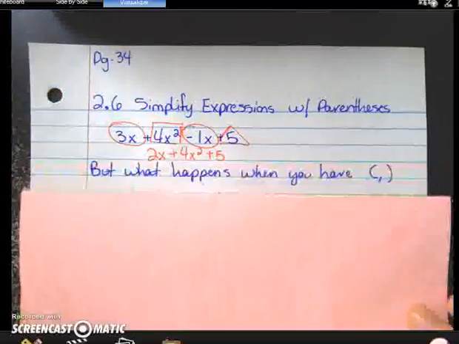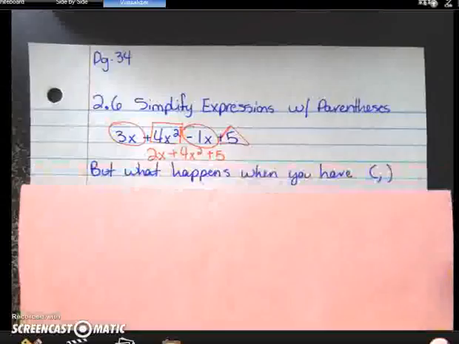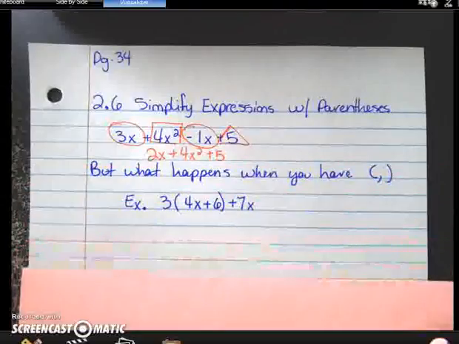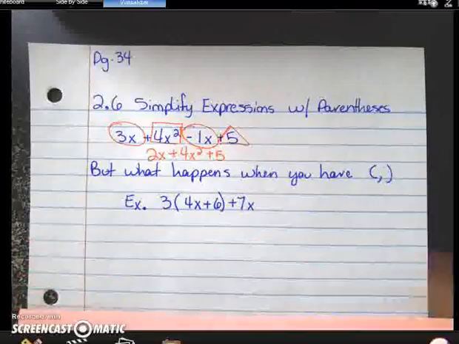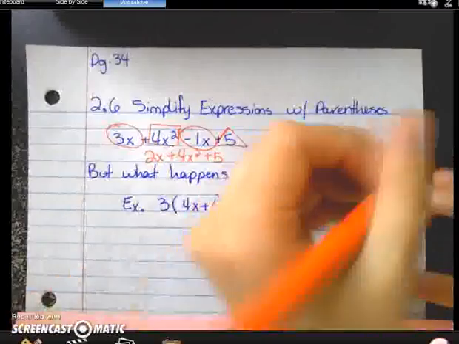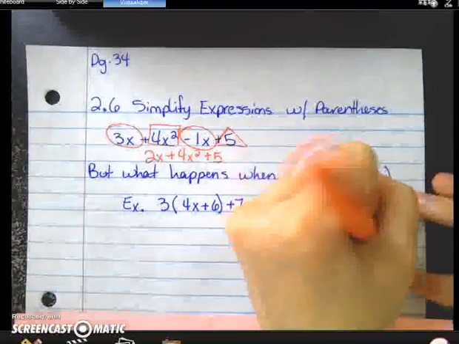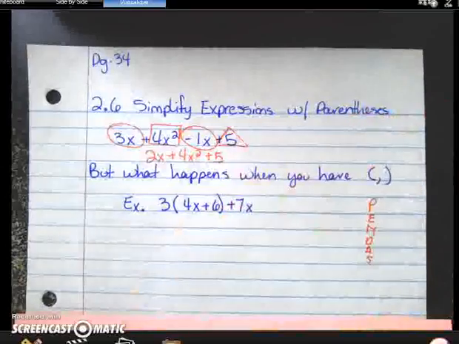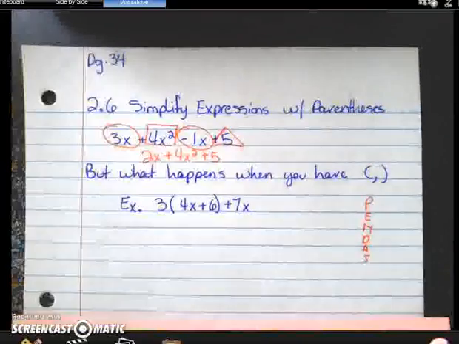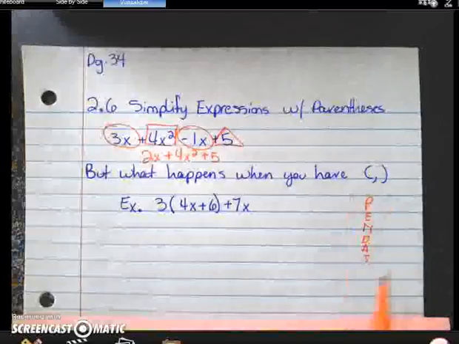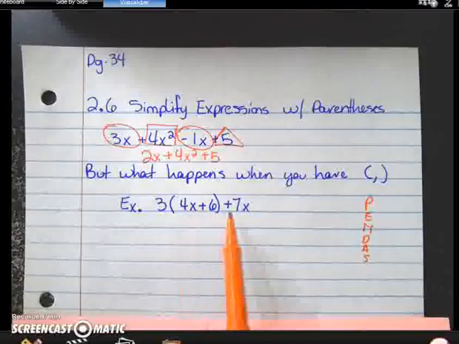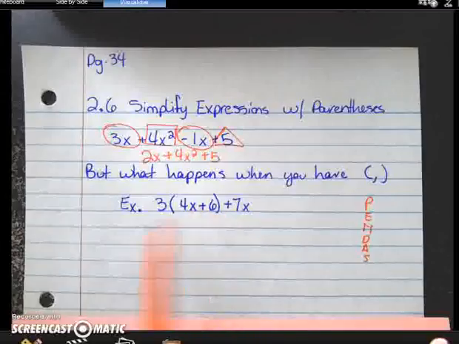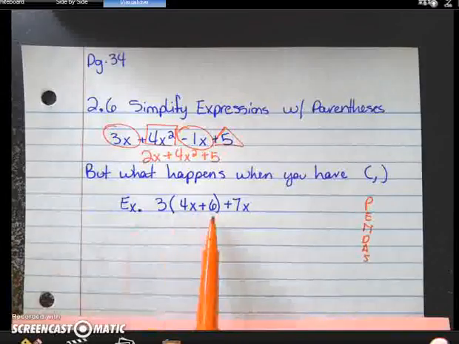But what happens when we have parentheses? Like in this one, we have 3 times 4x plus 6 plus 7x. Now remember, when we talk about parentheses with order of operations, parentheses come first in PEMDAS. So when you're using order of operations, you do parentheses first. Here it's a problem, right? Because we can't do parentheses first. We can't combine 4x and 6 because 4x is like an x bar. These are not like terms.